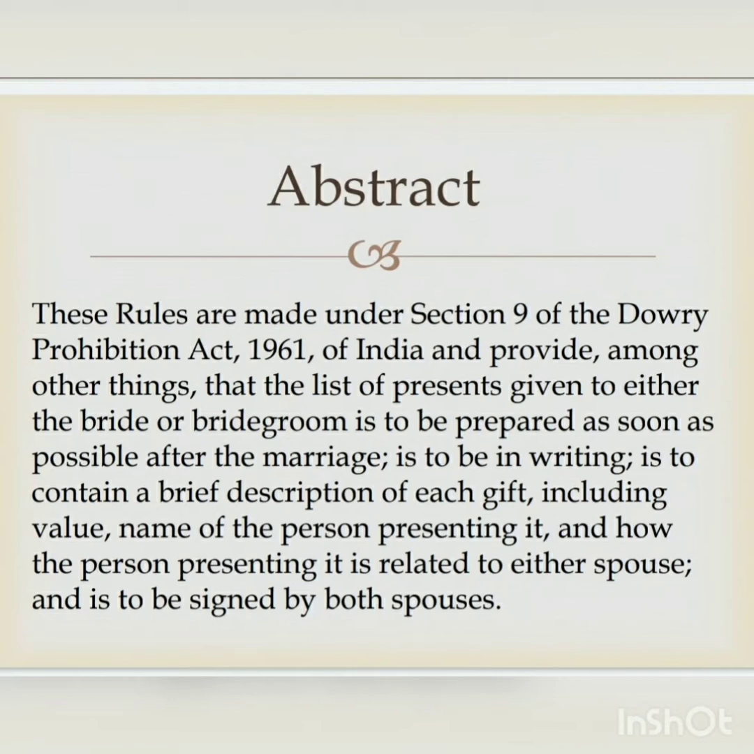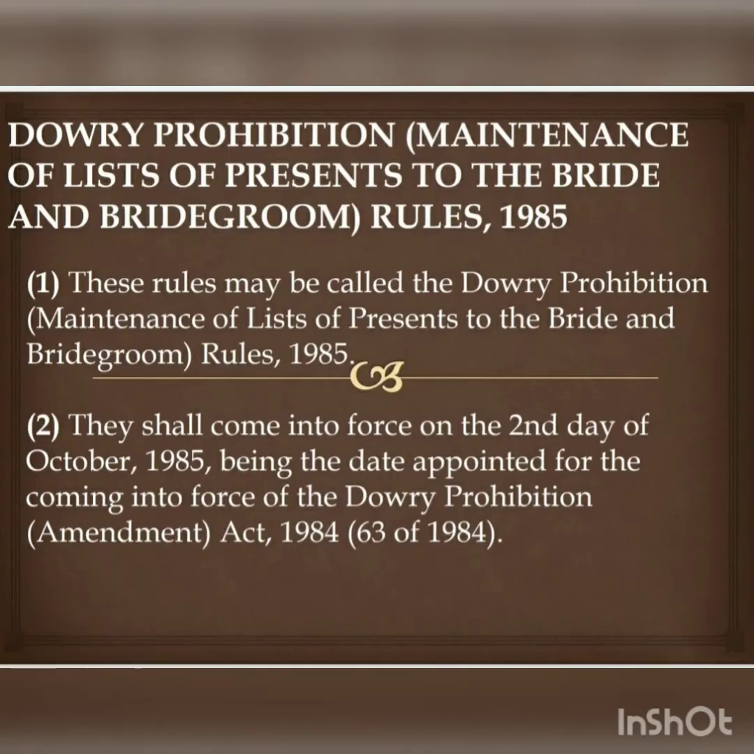1. These rules may be called the Dowry Prohibition (Maintenance of Lists of Presents to the Bride and Bridegroom) Rules, 1985. 2. They shall come into force on the 2nd day of October, 1985, being the date appointed for the coming into force of the Dowry Prohibition (Amendment) Act, 1984, 63 of 1984.